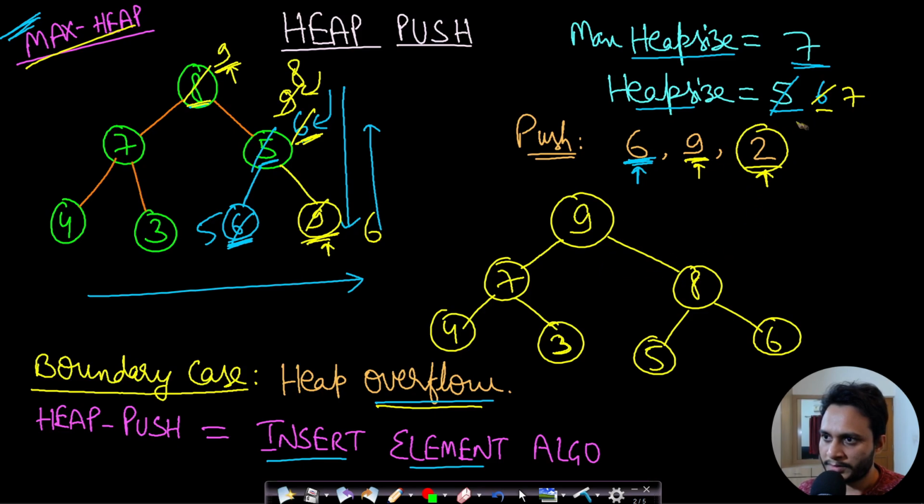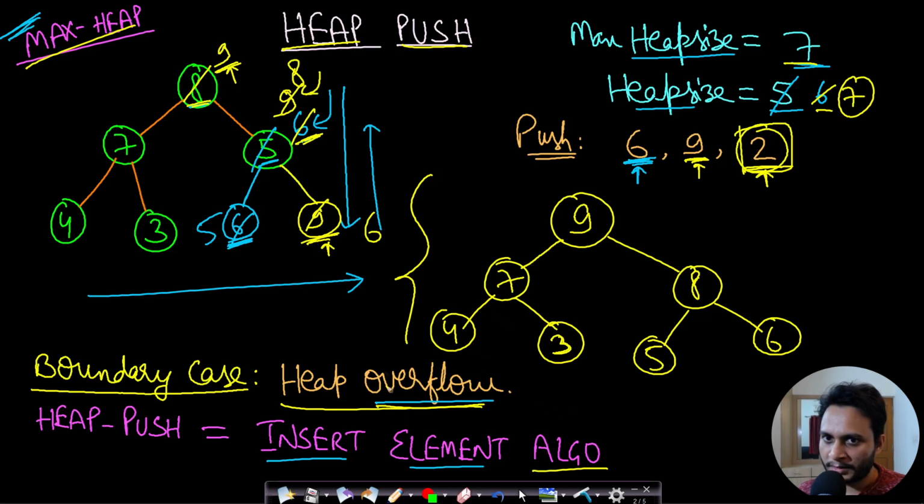Well, in this case you will see that heap size is equal to maximum heap size. So we cannot insert any more elements. So we will have a heap overflow in this case. So it will not be possible to insert this 2 into the heap. So this is the maximum heap size in this case. So this is how the heap push algorithm works. This is exactly the same as the insert element algorithm which I have explained in the heap algorithms video.